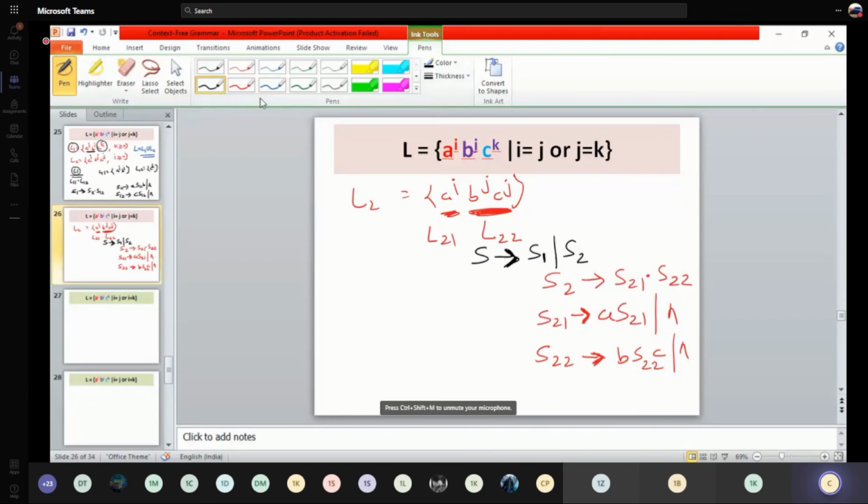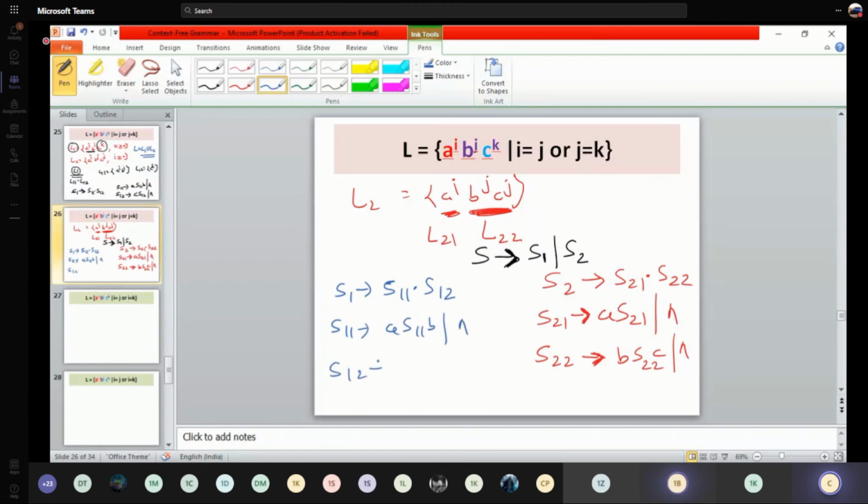And here we'll add the rules for your reference. For S1, which is your previous one, S11 S12. For S11, we'll write A S11 B or null. For S12, we'll write C S12 or null. So now we can say this is your complete grammar. Having S gives S1 or S2. S1 is for i equal to j, as you can see here, this is representing your i equal to j.